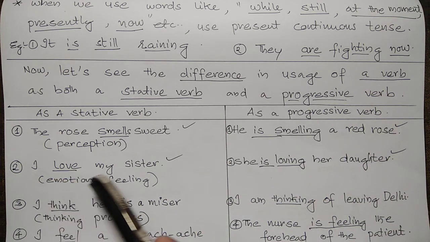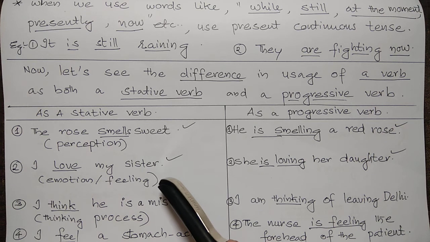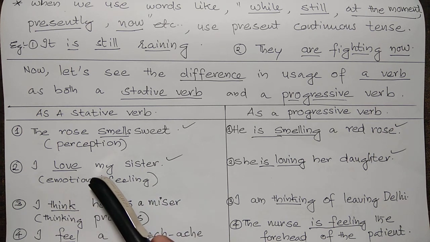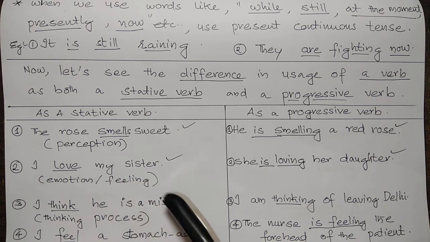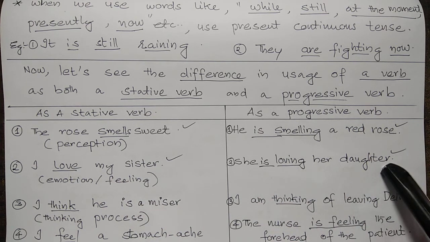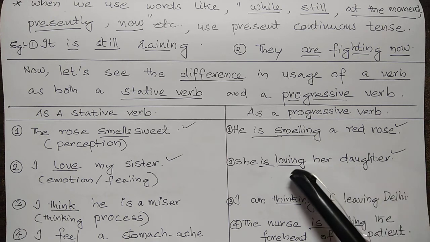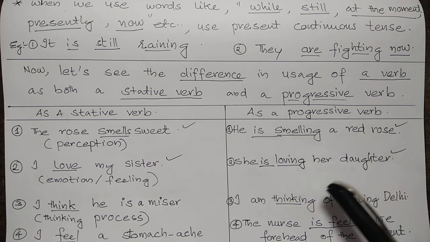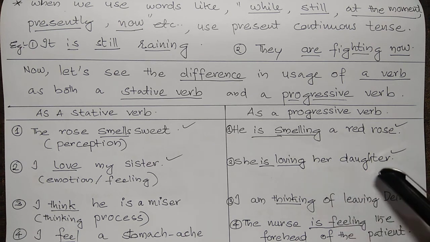Second one, I love my sister. This is an emotion or feeling. So simple present, not present continuous. Here, she is loving her daughter. So here also it is used as a progressive verb. So present continuous is used and it is right.